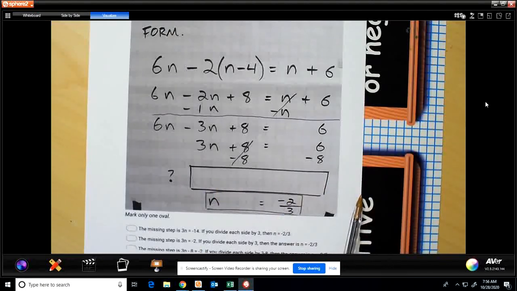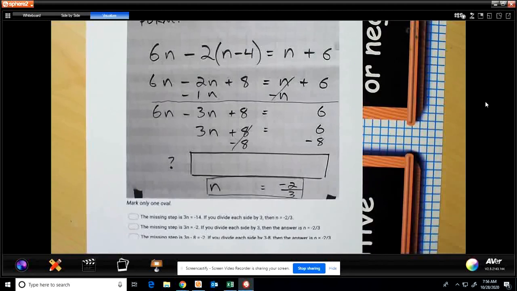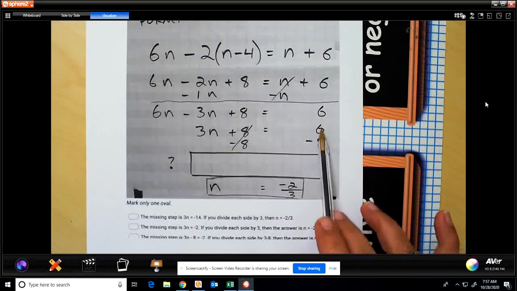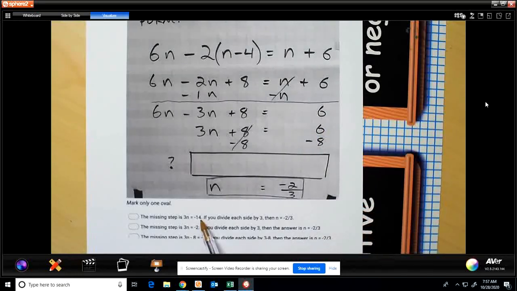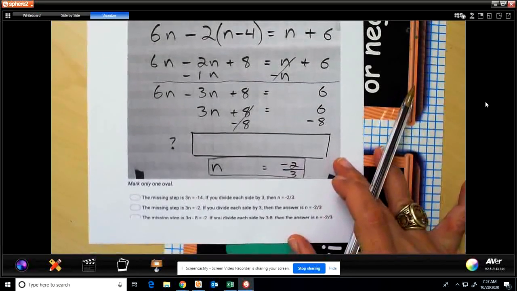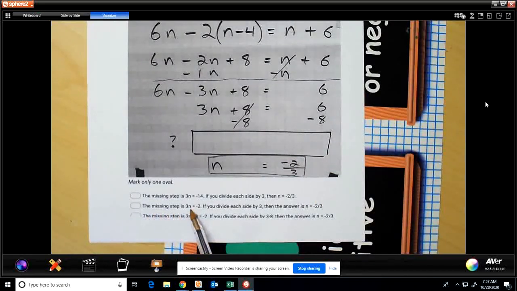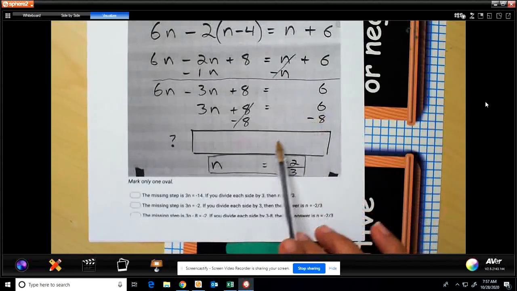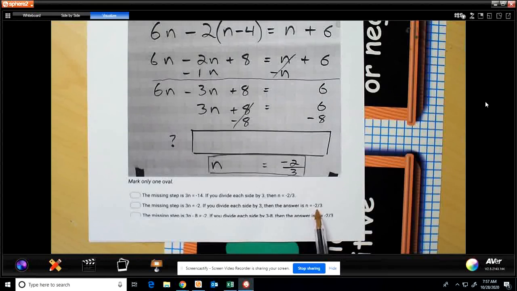So what is this? The answer choices are: the missing step is 3n equals negative 14. If you divide each side by 3, then n equals negative 2/3. So if we brought the 3n down, would this equal negative 14? And if you divide by the 3, would it equal n equals negative 2/3? What about this one? The missing step is 3n equals negative 2. Let's check. If we bring the 3n down and divide each side by 3, it equals negative 2/3.